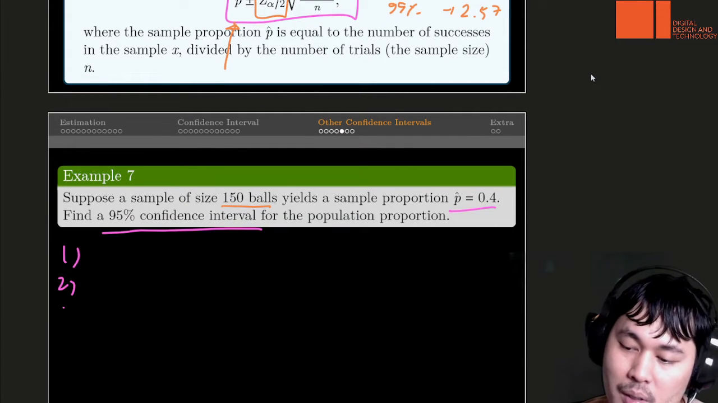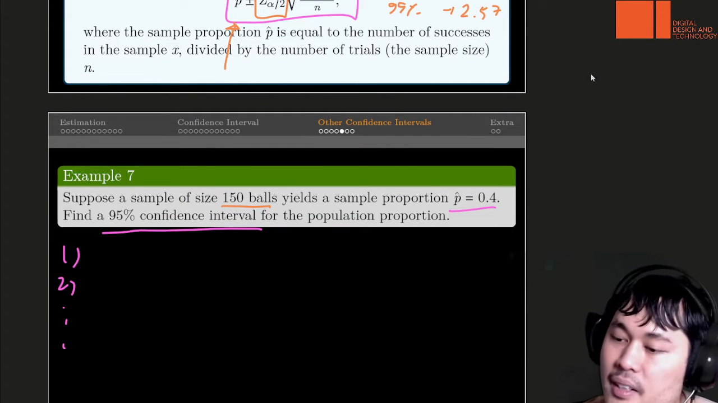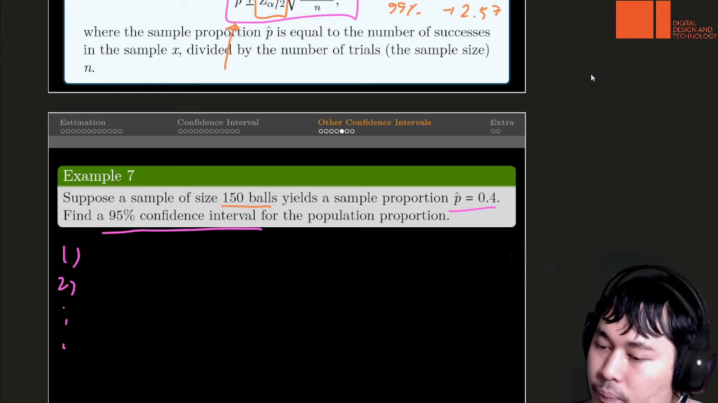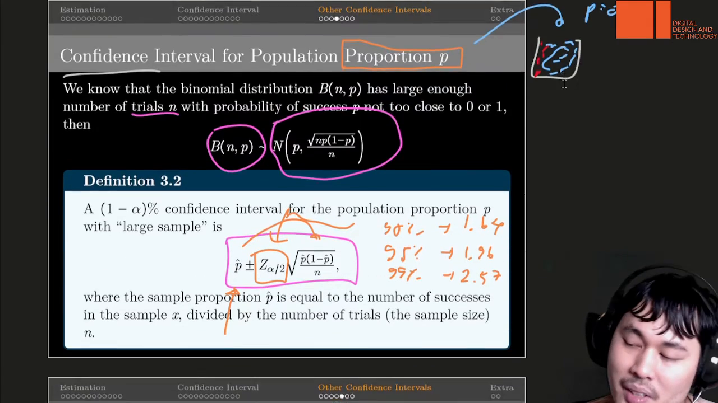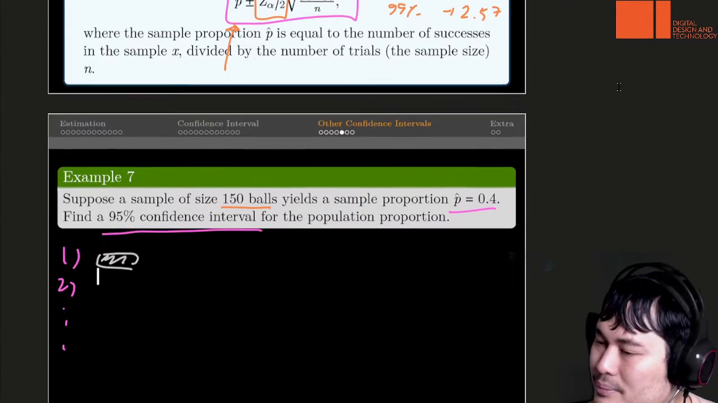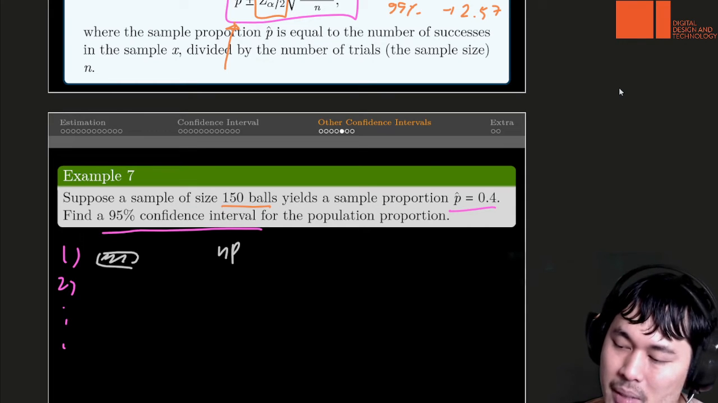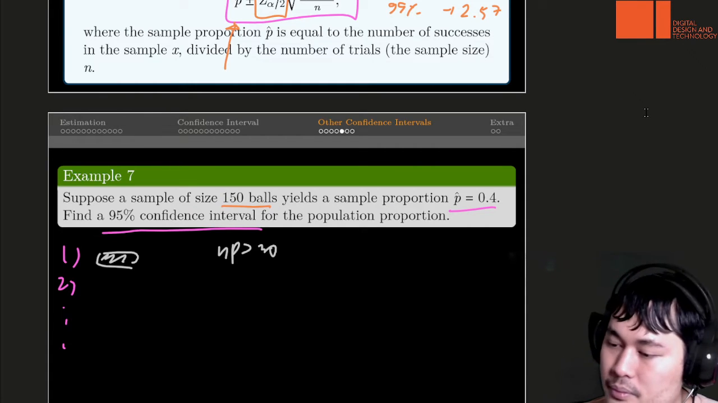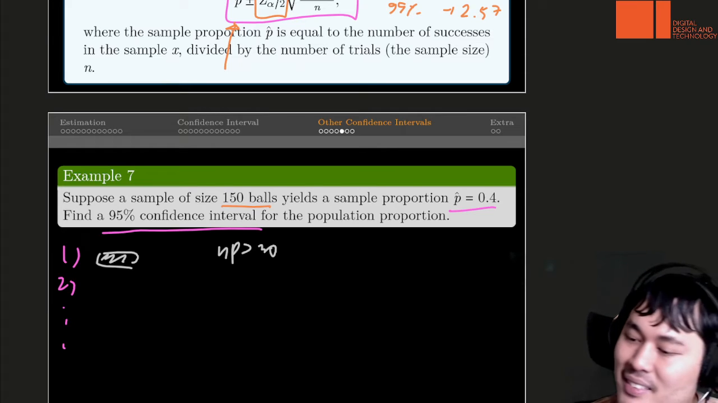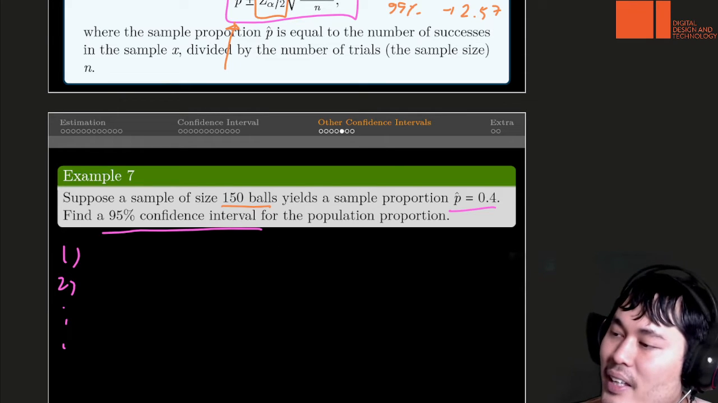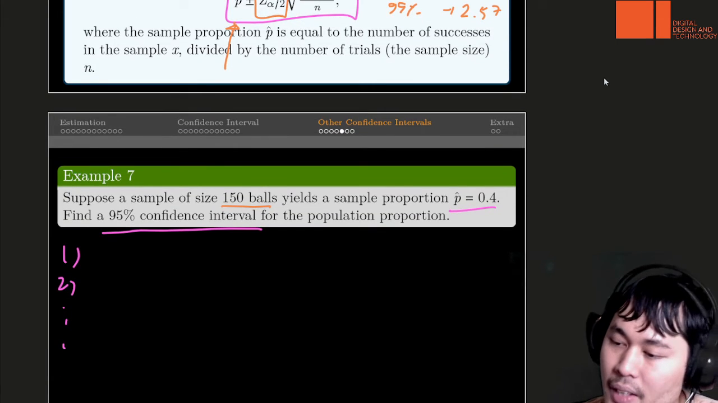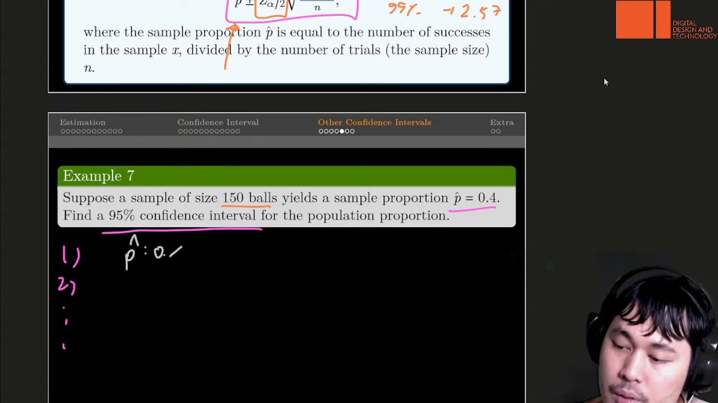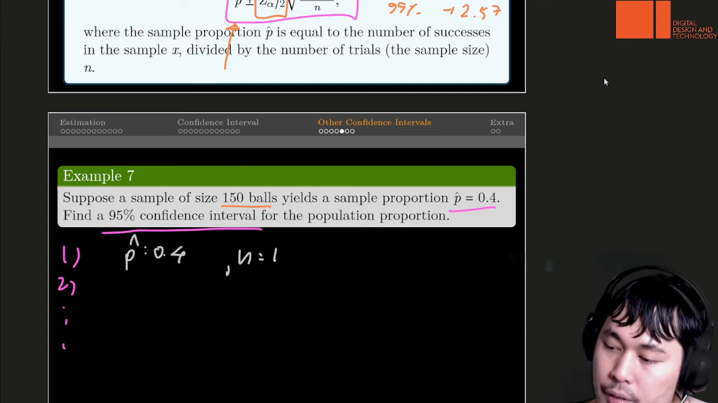And again, you have to follow the 5 steps. But here, step 1 is actually some requirement. We didn't talk about that, but the requirement is that n times p must be at least 30. It's actually required, but let's say we skip that. Let's say that there are enough balls that we can use this formula. And here p hat is 0.4. The n is 150.